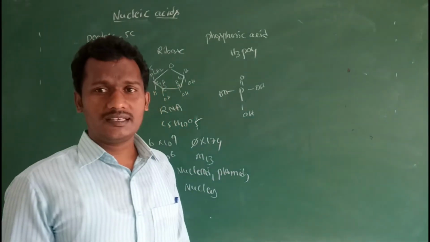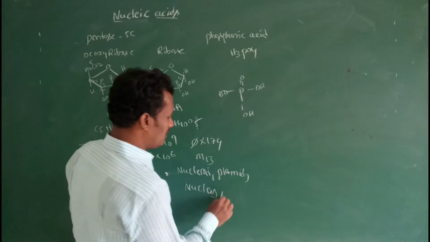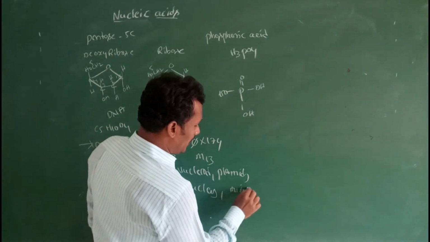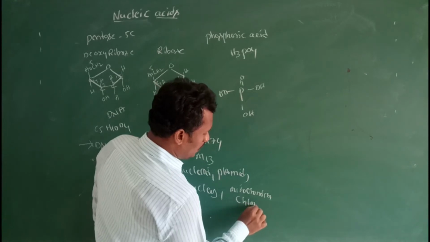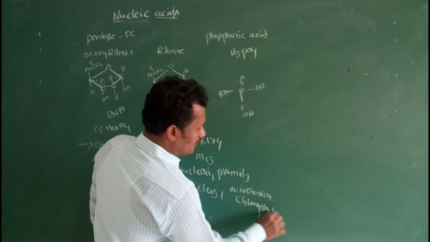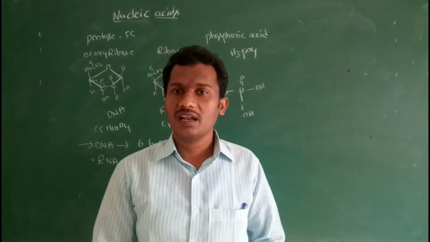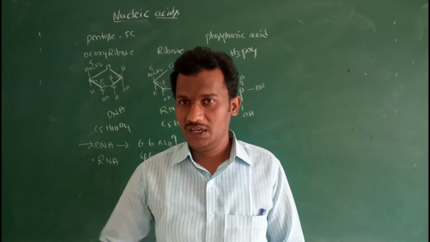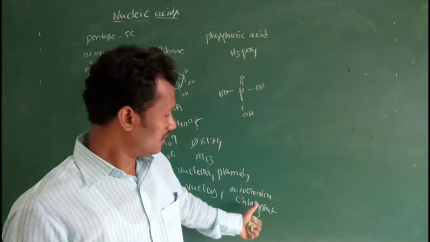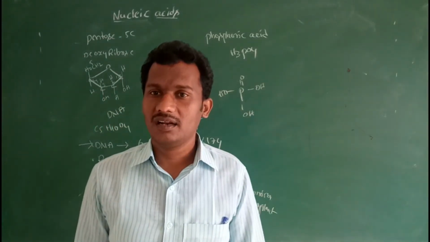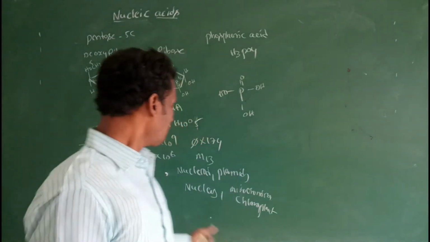In eukaryotes, DNA is also located in cell organelles, mitochondria and chloroplast. In eukaryotes, DNA is also present in mitochondria and chloroplast. This is known as organelle DNA.